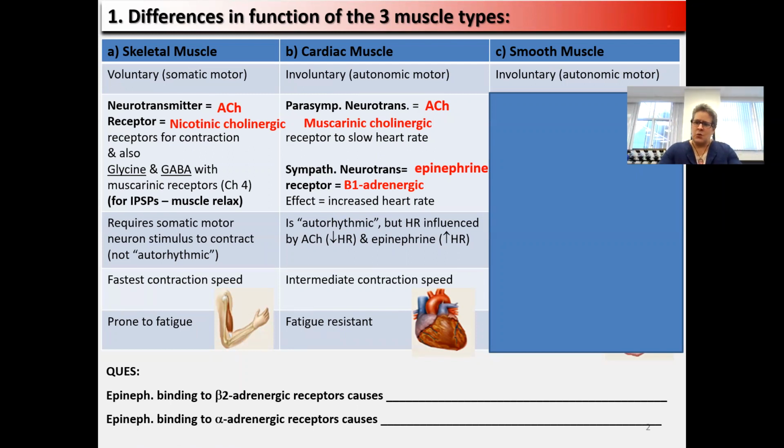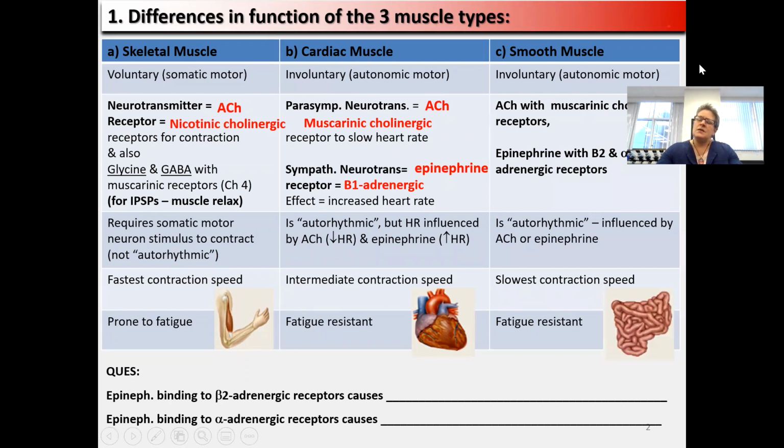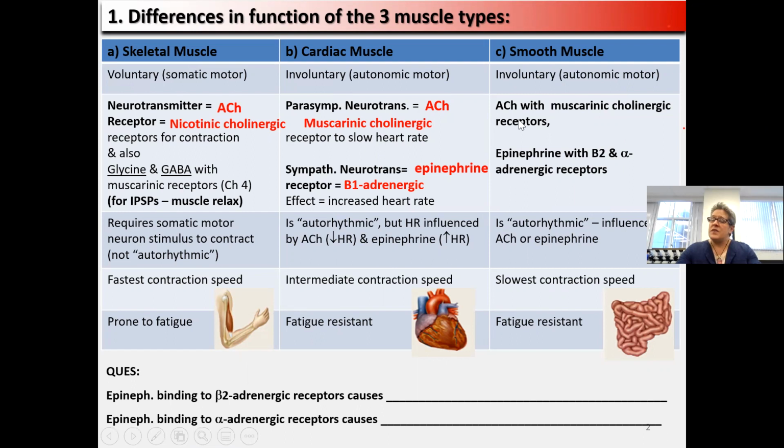You don't have control over that as well, and it is regulated under the rest and digest parasympathetic system and the fight-flight sympathetic system. So for rest and digest, that's going to be acetylcholine with, again, muscarinic cholinergic receptors.